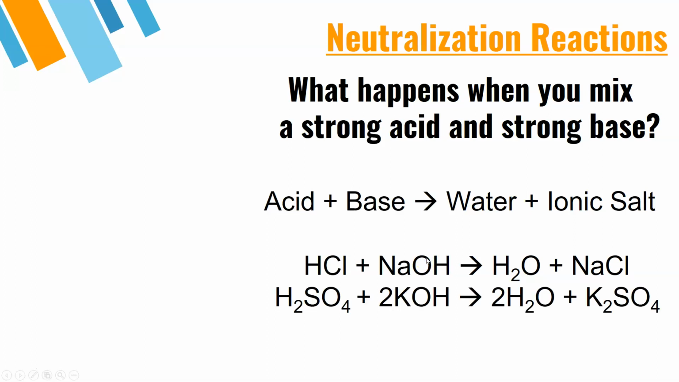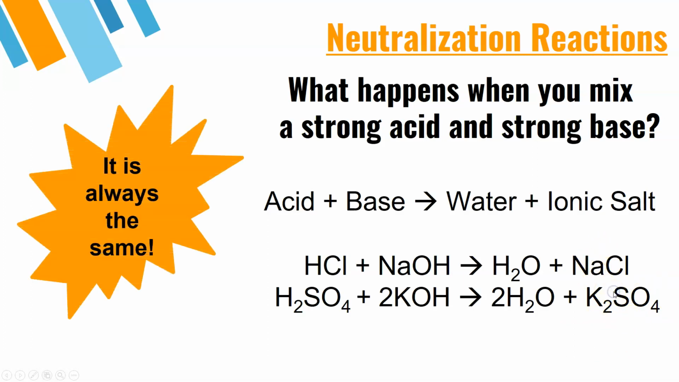Here's another example. Sulfuric acid and potassium hydroxide. You get water and potassium sulfate. Potassium sulfate is a type of salt. Salt is a category. Salt is an ionic substance that you get from a neutralization reaction. If you mix a strong acid and a strong base, you get salt. These are both salts, okay? The pattern is always the same. That's what's kind of nice.